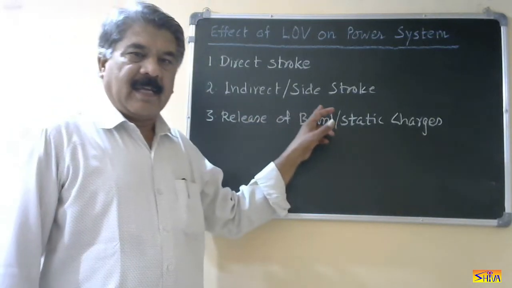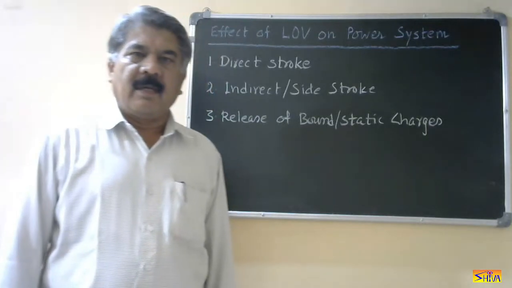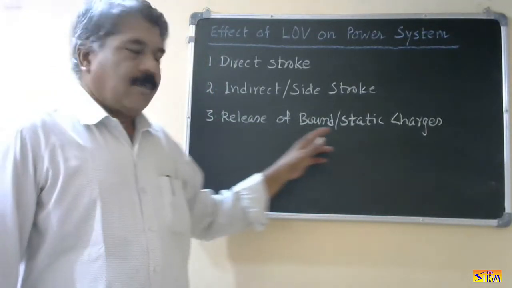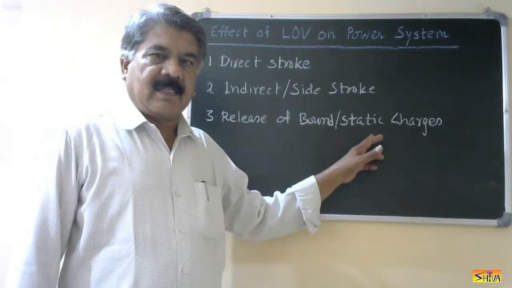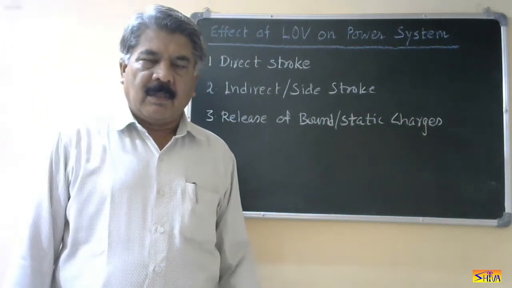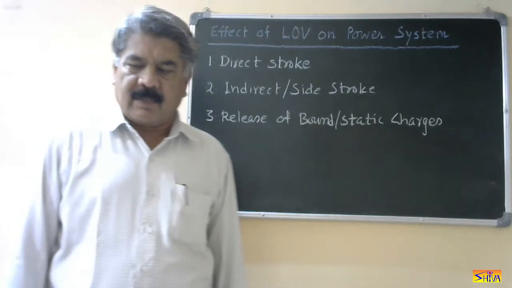In case of indirect or side stroke, the over voltage is induced in the transmission line by transformer action. When bound charges or static charges are released, they also induce the over voltages in the power system. Now, how these over voltages are affecting the power system?